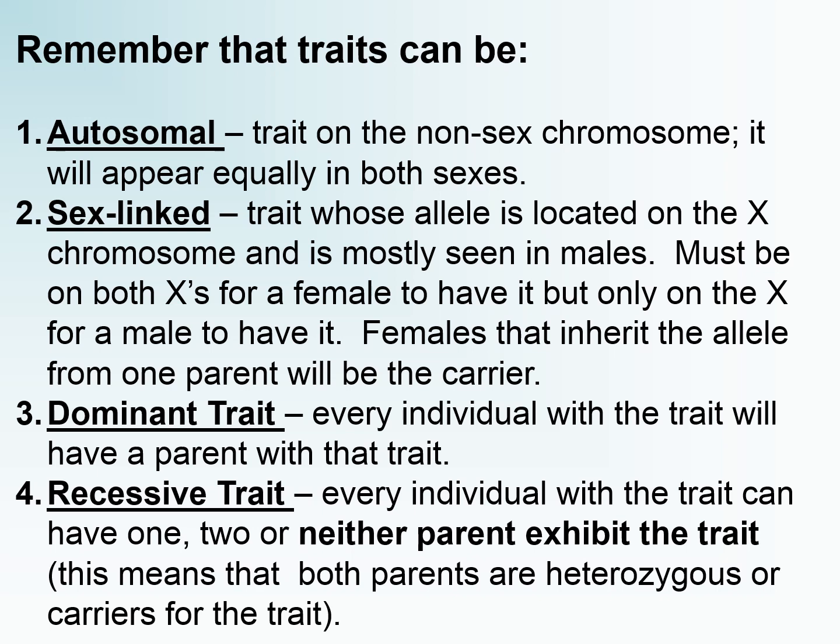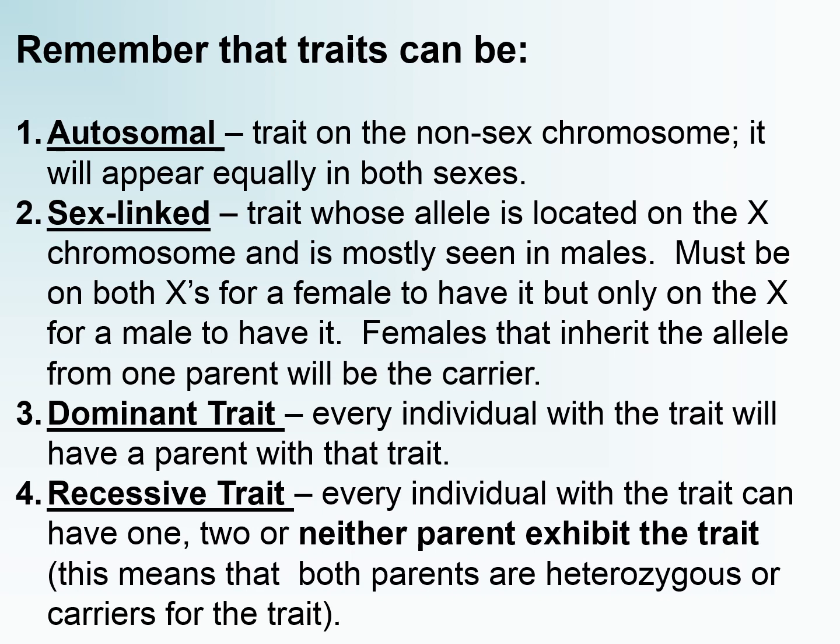So in order for a female to inherit a sex-linked trait, she must have that inherited trait appearing on both of the X chromosomes, and then only on one of the X chromosomes for the male. Females that inherit the allele from only one parent will be known as a carrier. A dominant trait, every individual with the trait will have a parent. They have to have a parent that has that trait. And usually with dominant traits, you're going to see it appearing in every single generation.